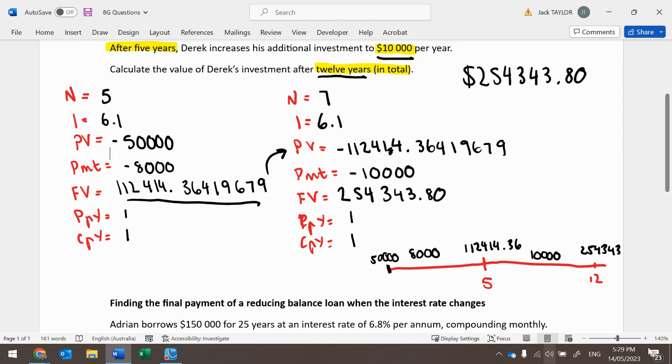I've just had students in the past that like to draw up those timelines as they're completing the question, to help visualize what's occurring, and just see that here at the 5-year mark, when we're trying to calculate that 12-year mark, that figure there, 112,000, becomes our new PV. Please pause this video at any time if you need to write any of this down, but I'm going to move on to the next question.